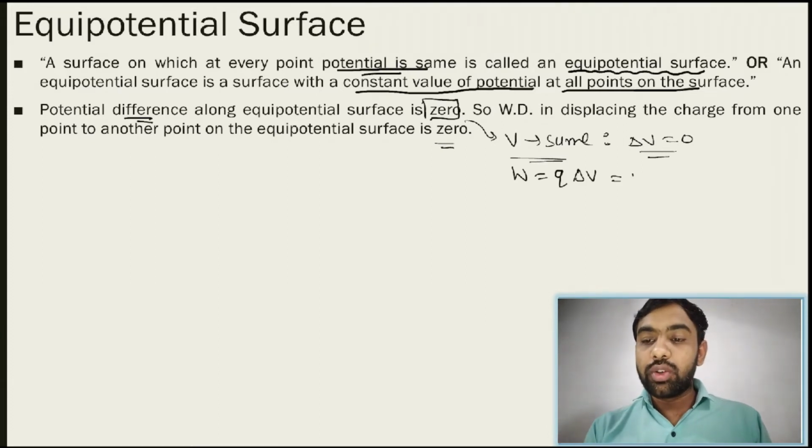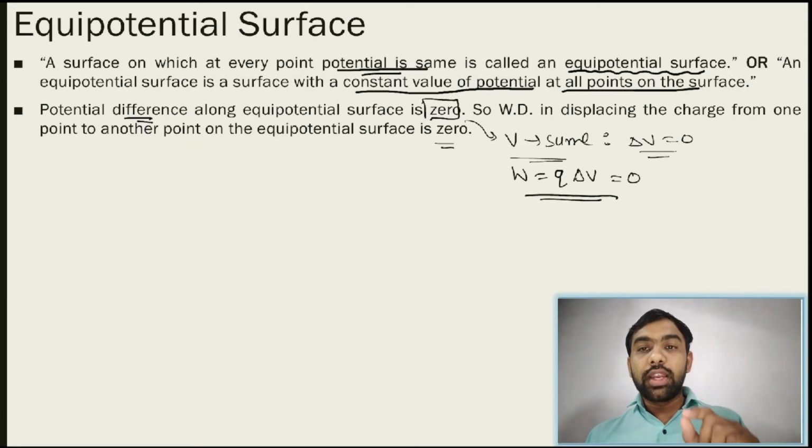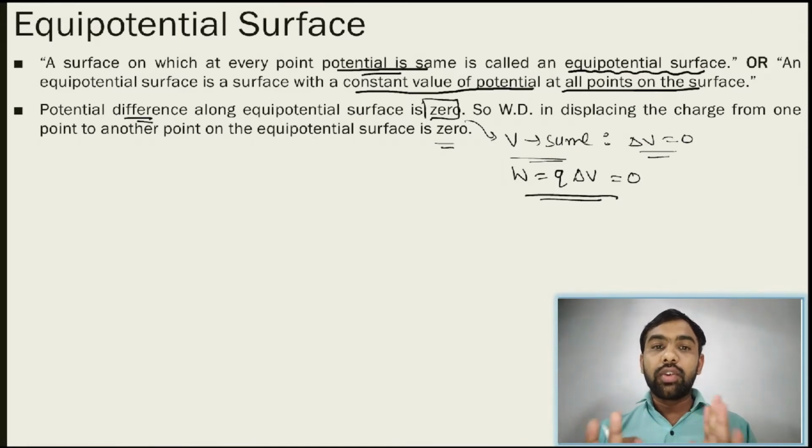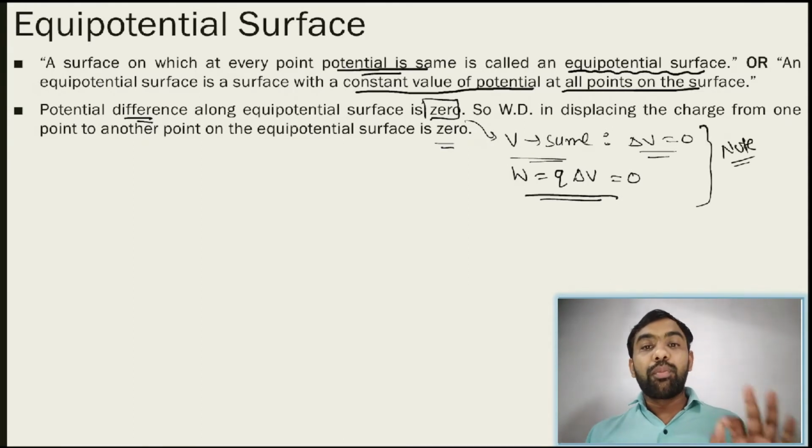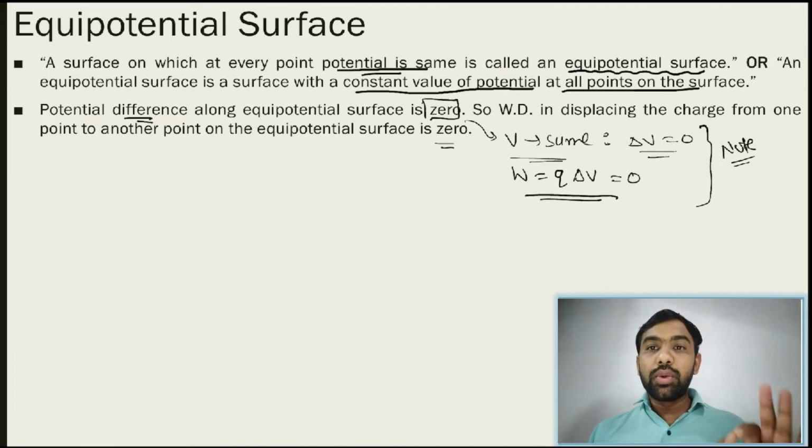So delta V 0 है तो W भी क्या होगा? 0. If you displace any charge over the equipotential surface, then no additional work is required. The additional work required is 0. So this is a very helpful concept. You must note it. Okay, potential difference over the equipotential surface is 0, and due to this, work done to move the charge from one point to another point on the equipotential surface is 0. Why? W = Q delta V, as we know. So all of you must note this.